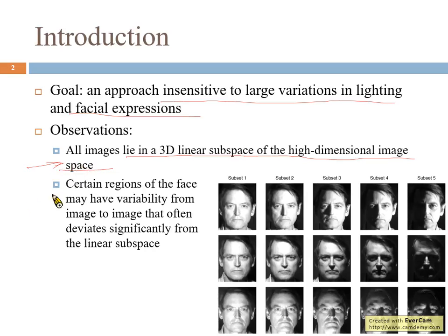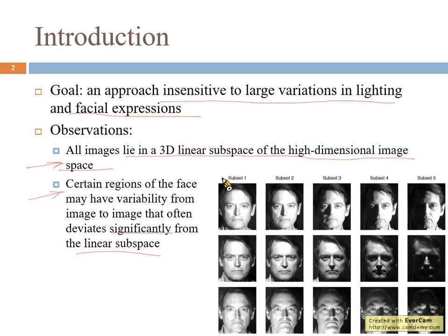The second observation is that certain regions of the face may have variability from image to image that often deviates significantly from the linear subspace. So again, they propose that the variation cannot be well described in the linear subspace. And this sample image shows the challenge case the Fisherfaces approach wants to handle.